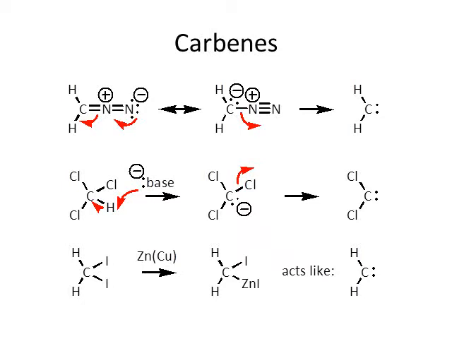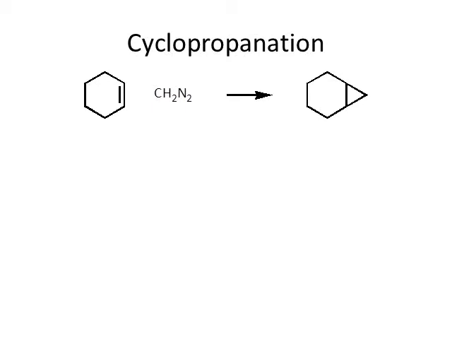For instance, if I treated a gem diiodide with zinc, I would make something that behaves a heck of a lot like a carbene. It's not exactly a carbene, but the net result is indistinguishable from the net result in these top 2 cases. Alright, so let's go back to our reaction. If I was to treat an alkene with diazomethane, and I generally have to add in a little bit of heat or a little bit of light, but diazomethane is an extremely reactive compound.